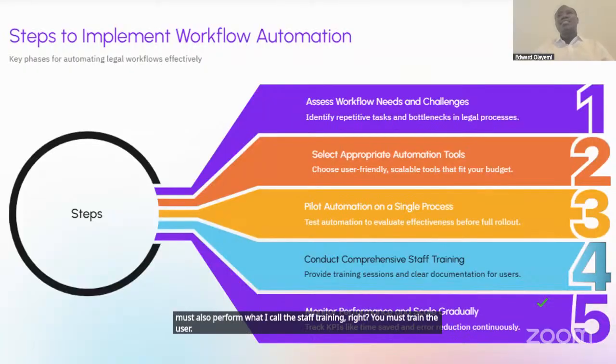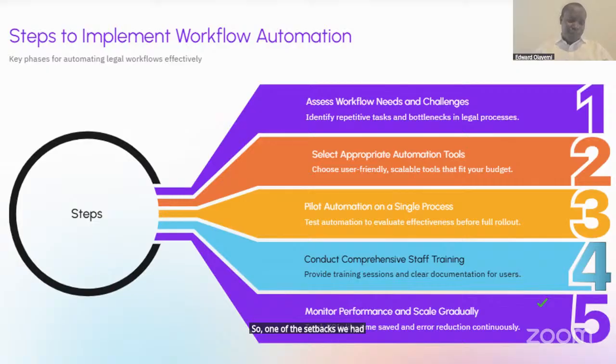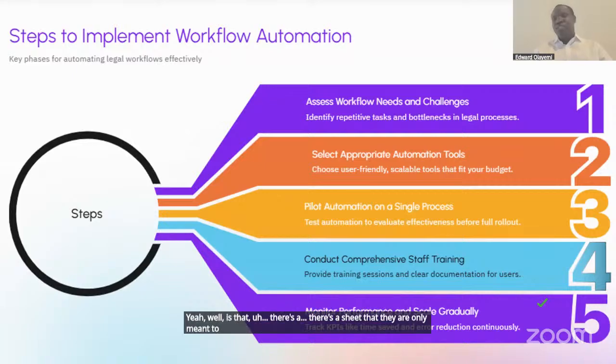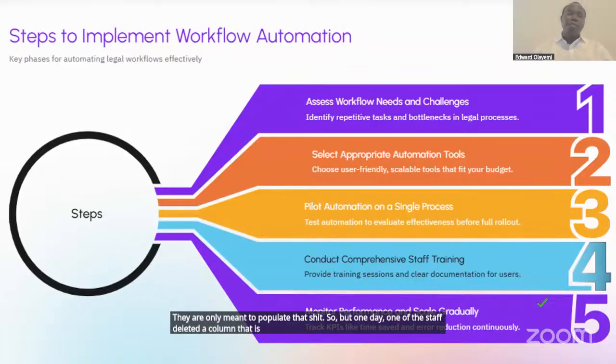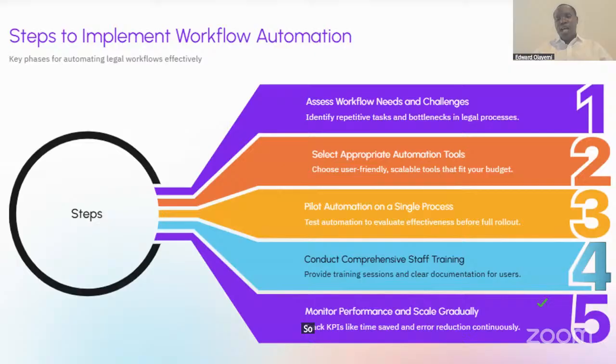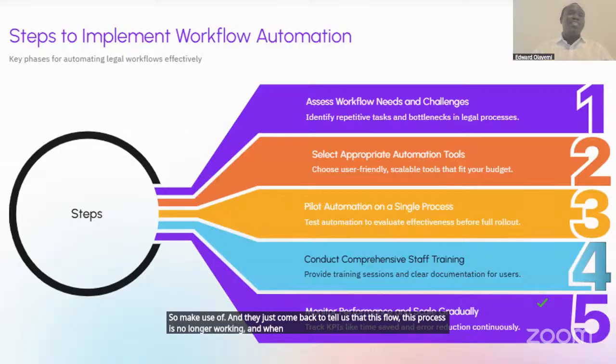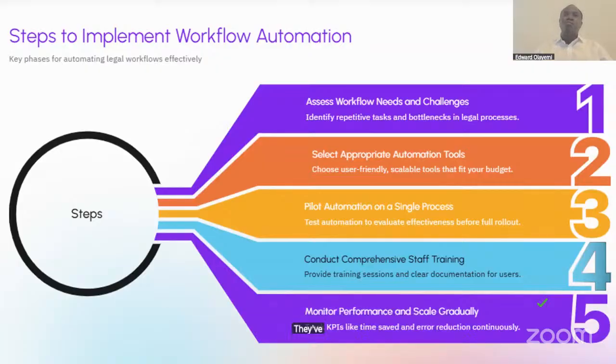One of the setbacks we had when deploying one of the automation solutions where I work is that there's a sheet that they are only meant to populate. The sheet is on SharePoint. But one day, one of the staff deleted a column that is very important for the flow to make use of. And they just came back to tell us that this process is no longer working. When we investigated, we discovered that they had tampered with one of the files that they should only update or populate.